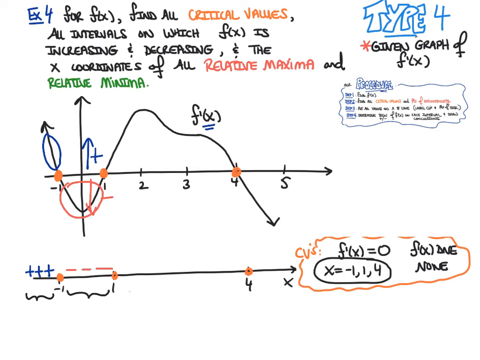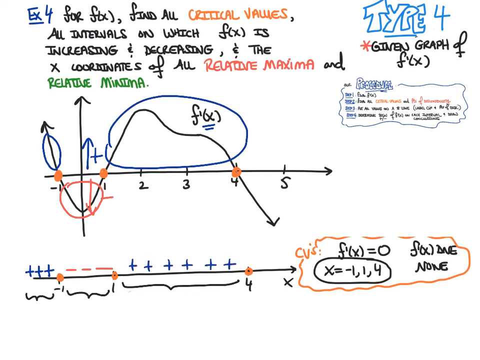For the next interval, from 1 to 4, we want to know the sign of f prime. So we come on up to our function. So for these values, those are all positive since the derivative is above the x-axis. So those are positive derivatives. And finally, these will be negative because this portion of the graph is below the x-axis. Okay? So again, we're looking at the derivative, not at the original function.